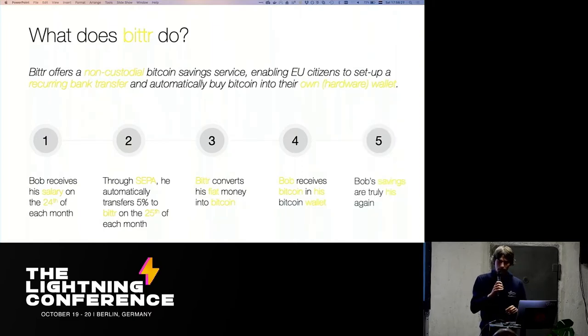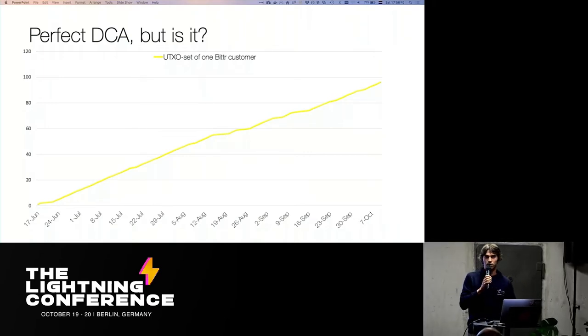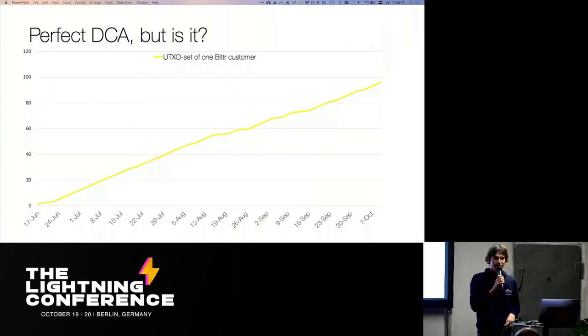Great. Now, this is an example of one of my customers, and he does 25 euros a day. He signed up about mid-June, and by now that's already 96 UTXOs. So he is doing dollar cost averaging perfectly, but in terms of block space, it's really not that efficient.